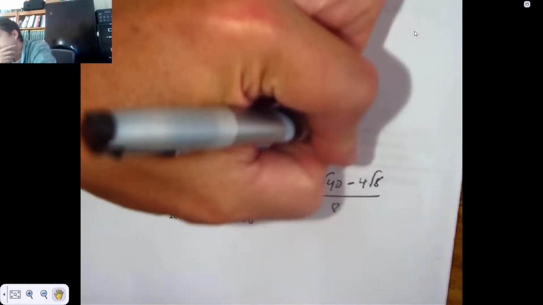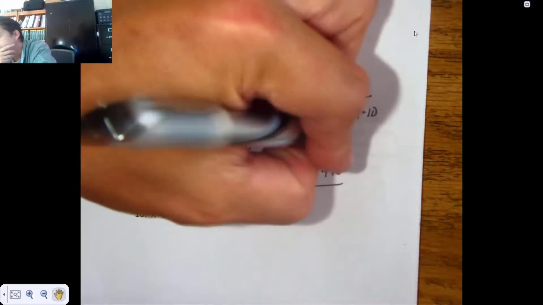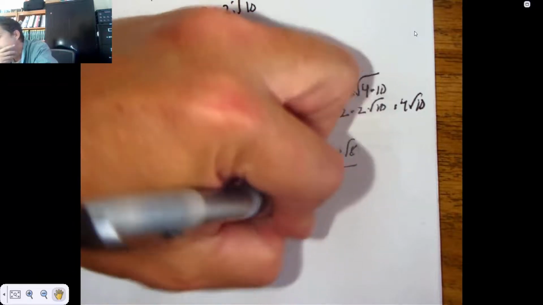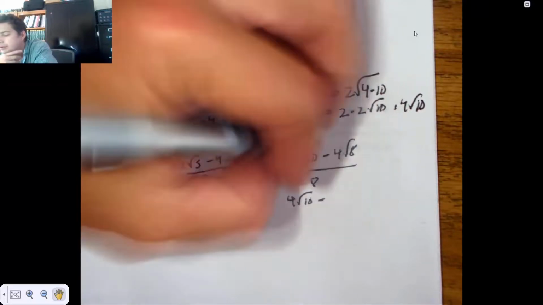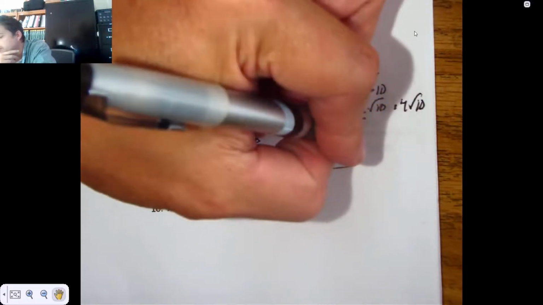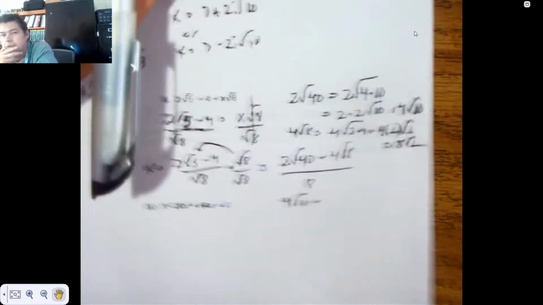2 root 40 is 2 root 4 times 10, which becomes 2 times 2 roots of 10, which is 4 root 10. All right? So that's 4 root 10. Take away 4 root 8, which is 4 roots of 2 times 4, which is 4 times 2 times the root of 2, which is 8 root 2. I probably should have done this simplification in the beginning. 8 root 2, all sitting over 8.